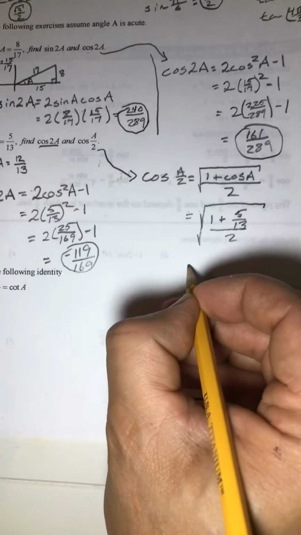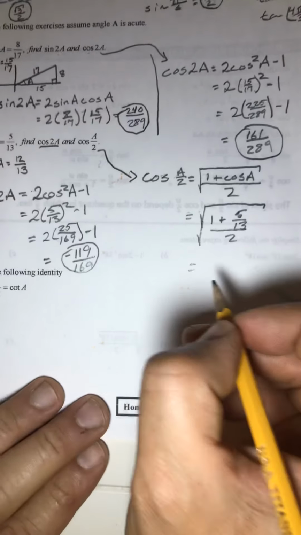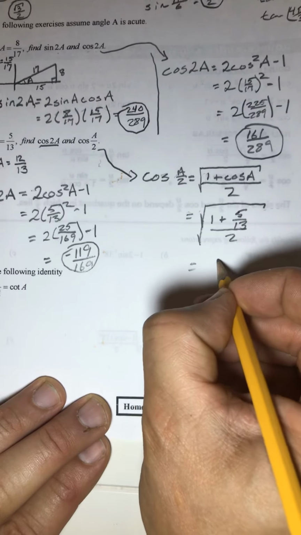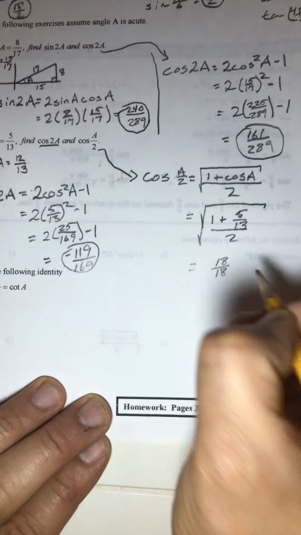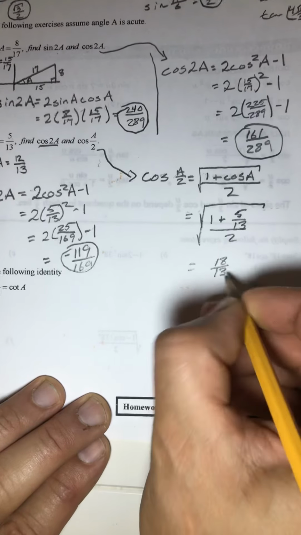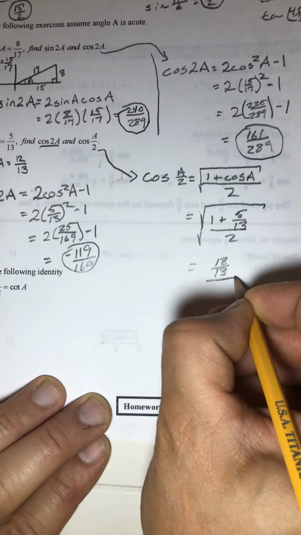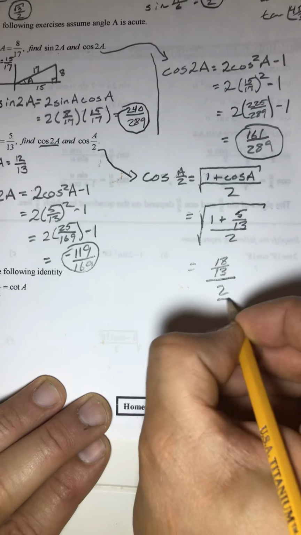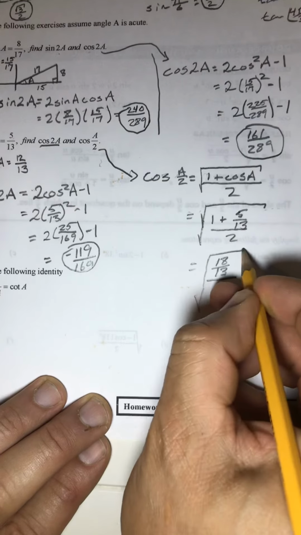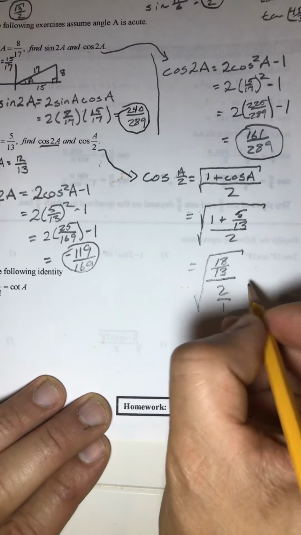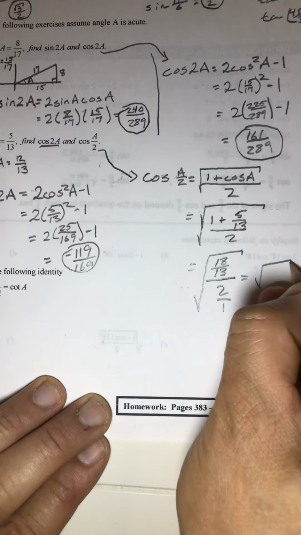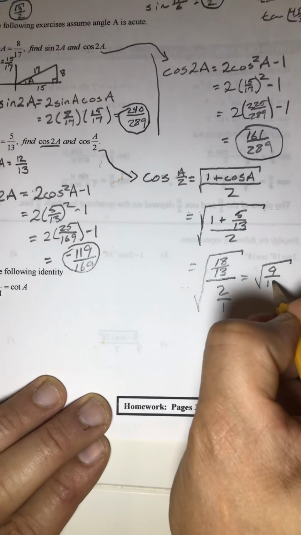And simplify all your work. You're going to have 13 over 13, and you're going to have 18 over 13 on top, divided by 2. And that still is a flip if you put a 1 underneath it. All still with a square root symbol. So you end up with the square root of 9 over 13 after you reduce it.